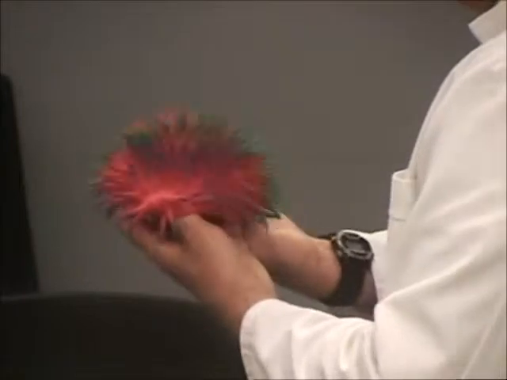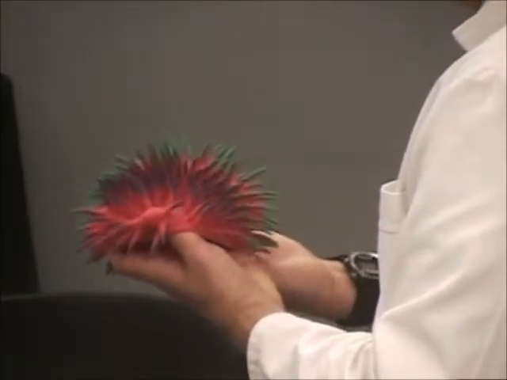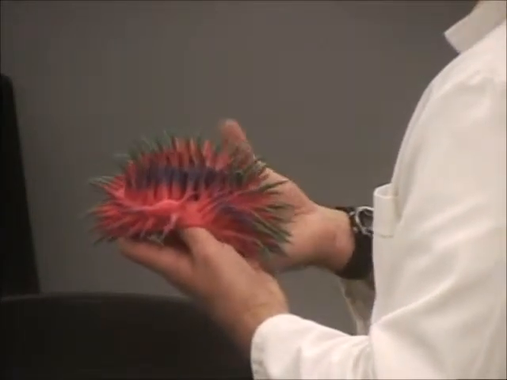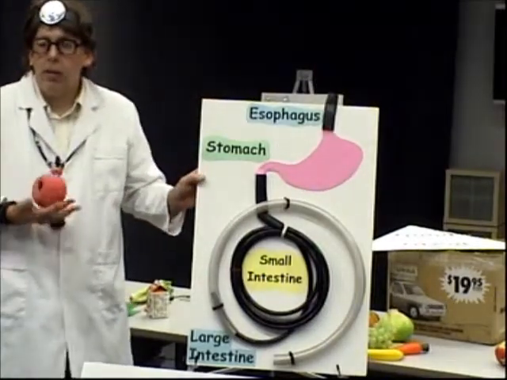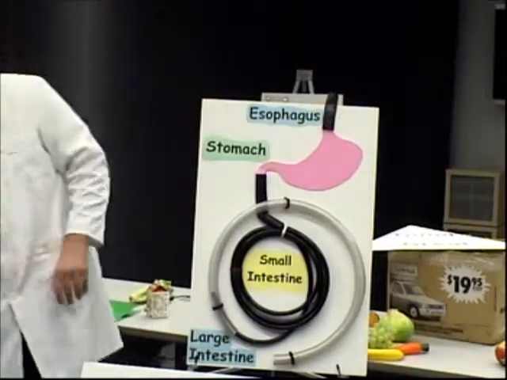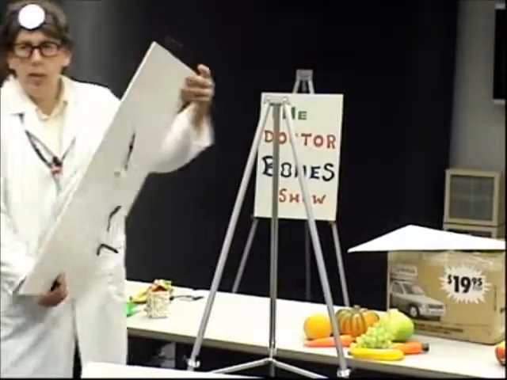So this is where nutrient absorption is really taking place. That's why the small intestine is the place to be for nutrition. So the villi and the microvilli, okay? So that's what we were talking about with the digestive system. All right, so let's take a look at some of these foods that we are trying to turn into energy, right?